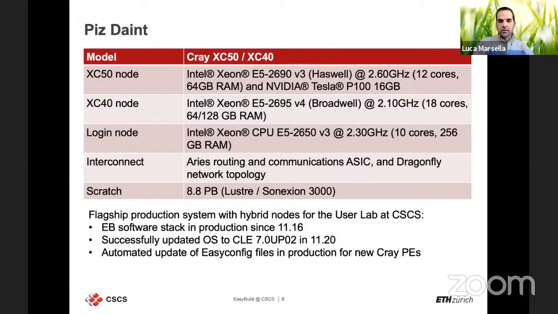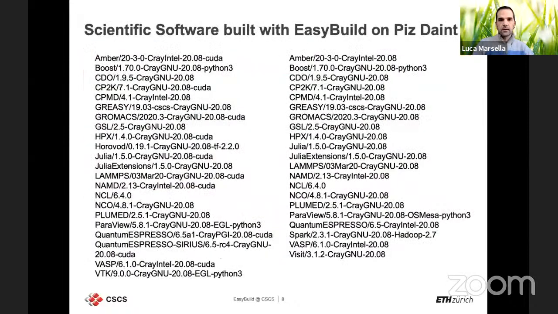As I mentioned, the EasyBuild software stack is in production on the system since 2016, and it has gone through several operating system updates, and the most recent one was in November 2020 to the Cray Linux Environment 7.0 UP02. We have also now in place an automated update of EasyConfig files, and I'll come to that in a while.